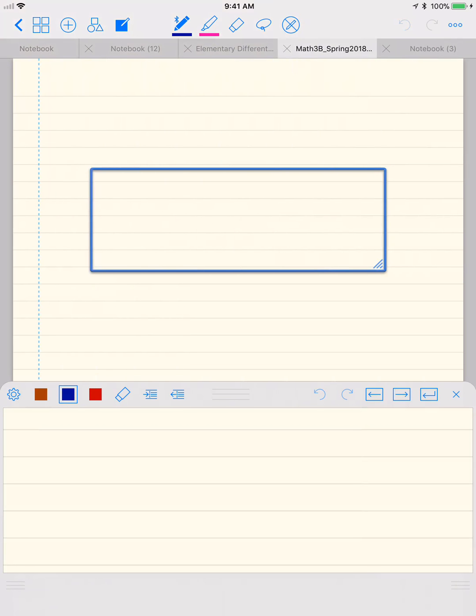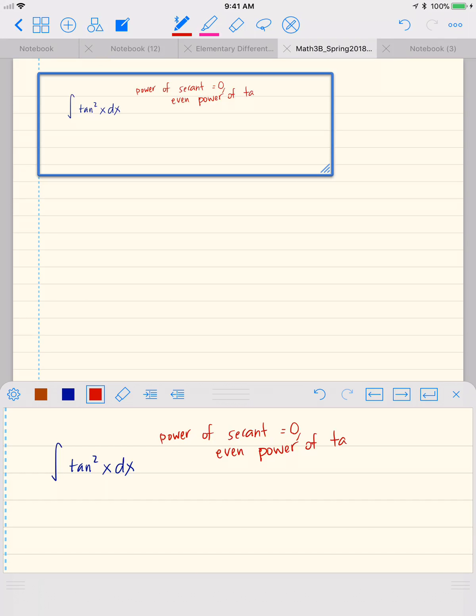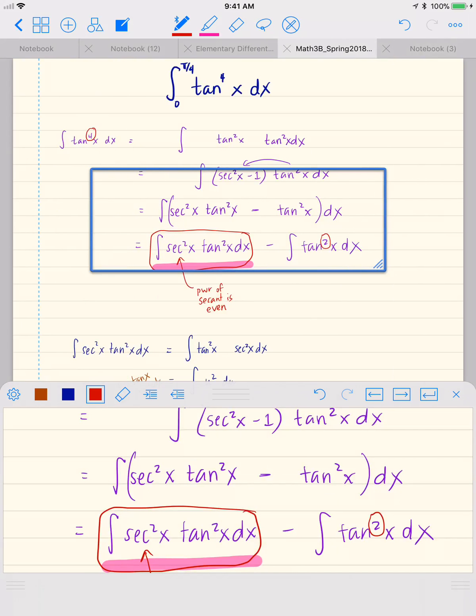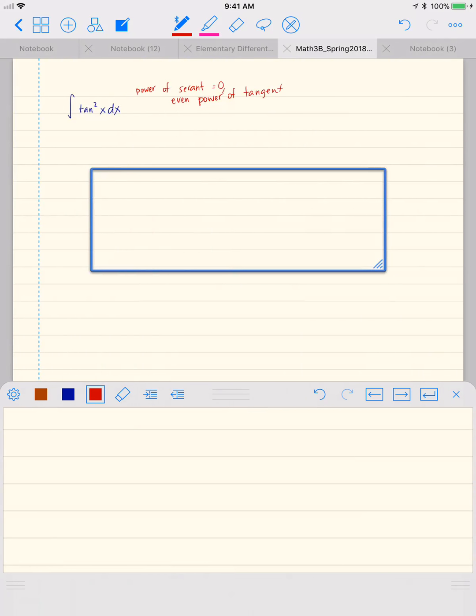So let's move to a different page here. Now for the integral of tan squared x dx, we are again in the same situation of power of secant is 0 and an even power of tangent. So essentially we have reduced this case of power of secant is 0, even power of tangent, by 2 degrees.